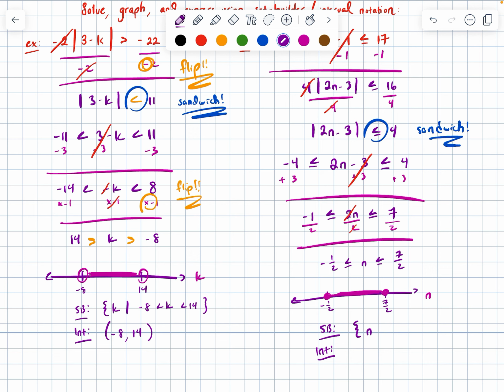Set builder notation, right? I'm interested in the values of n such that negative 1/2 is less than or equal to the n, which is less than or equal to the 7/2. Interval notation, again, reading the part that I shaded in from left to right. Started at negative 1/2 on the left, went off to 7/2 on the right. Both of them have closed circles, so both of them get brackets.